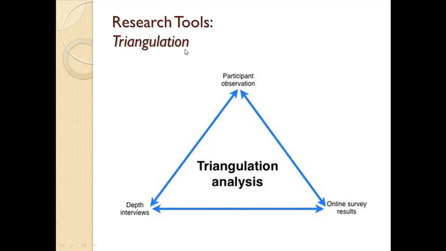So triangulation is really important. When you're reading an article or a study and you're going to make a big life decision on that, make sure that they've triangulated, quote unquote, their data, that they've used more than one research tool. Generally, research that just uses one research tool, you need to be a little nervous about.